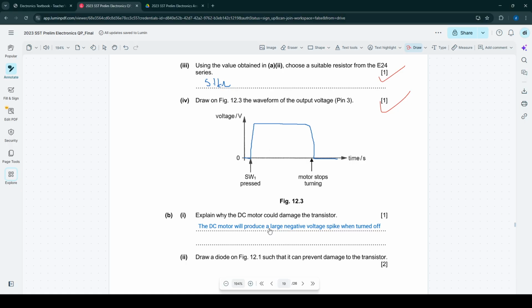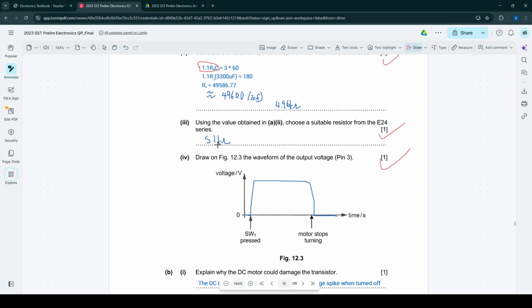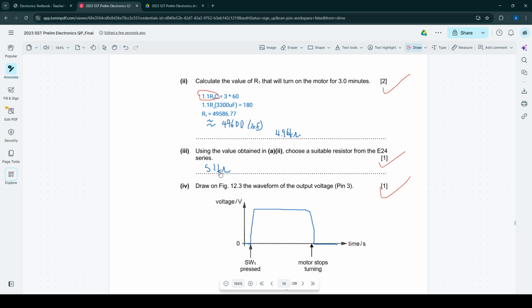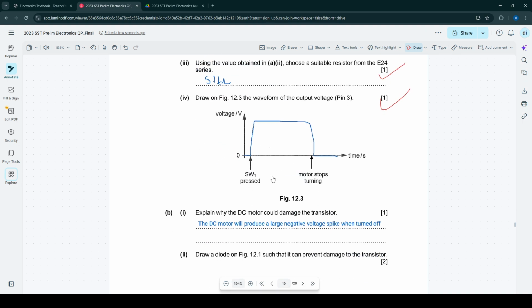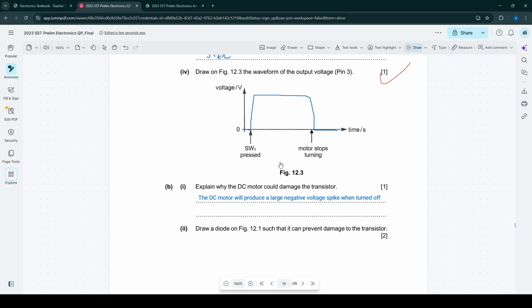Explain why the DC motor could damage the transistor. This DC motor will produce a large negative voltage spike when turned off. You put the decimal point wrong. Oh, it's fine. I know what you meant.